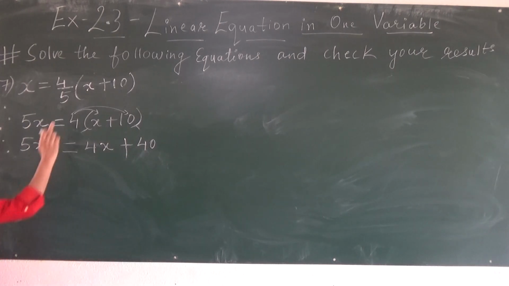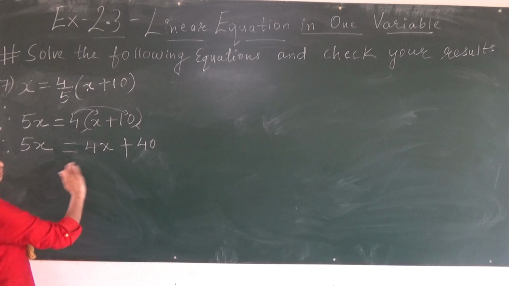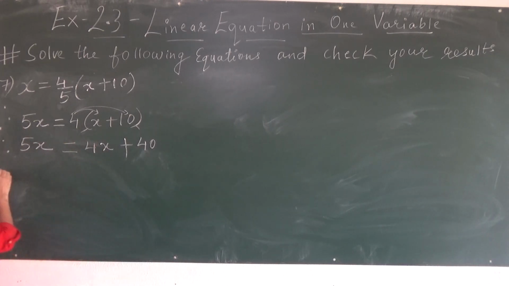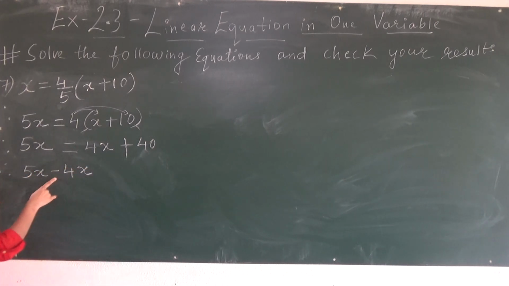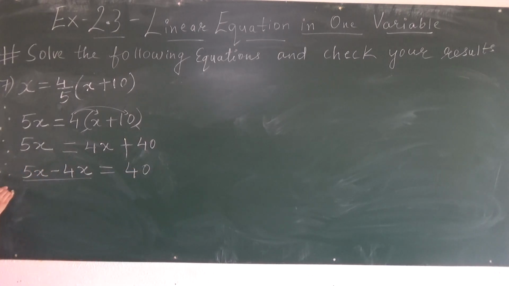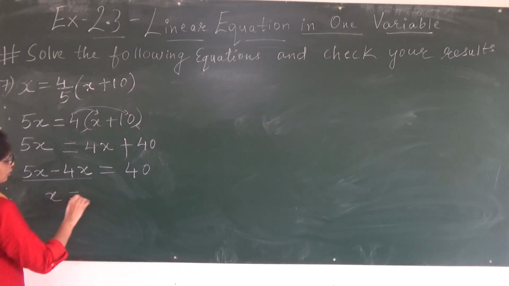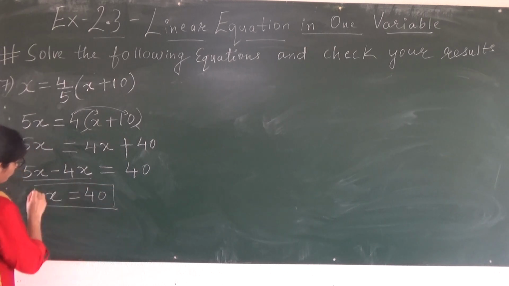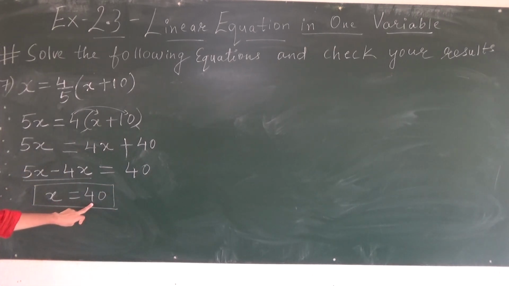Now it becomes simple. Fraction is not there, bracket is open. Now simple. So like terms keep together. 4x we will shift here. So it will be 5x minus 4x. Here it was positive, so we have to change the sign. So 5x minus 4x. Here 40 is left. What is 5 minus 4? 5 minus 4 is 1x or only x. Both are same. So x is equal to 40. So we got the value of x. X is equal to 40.